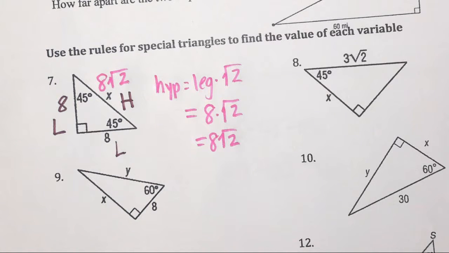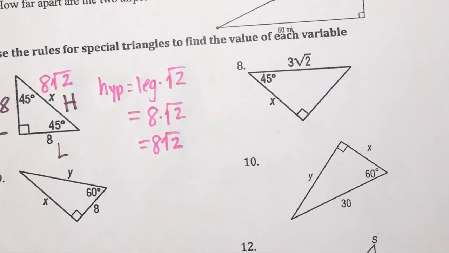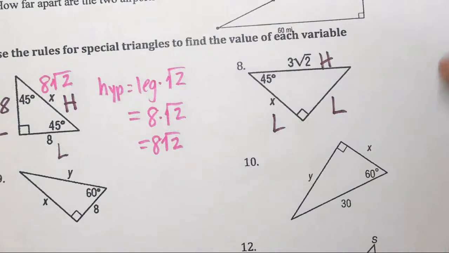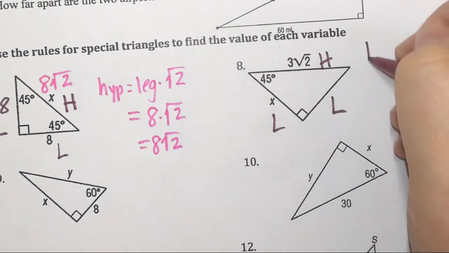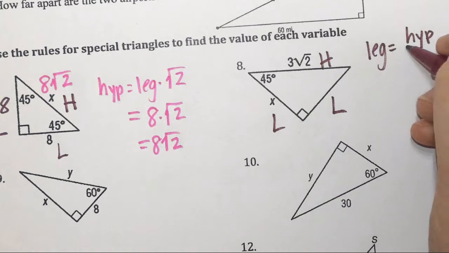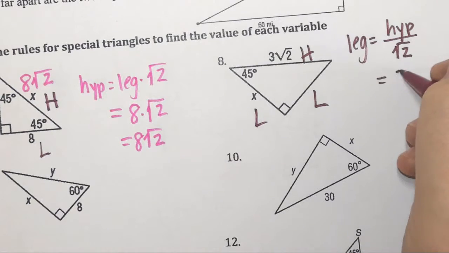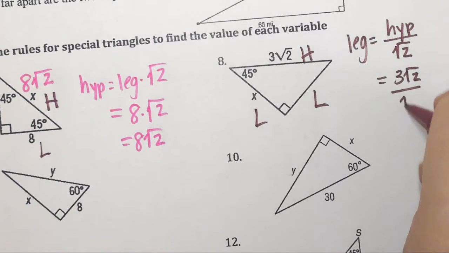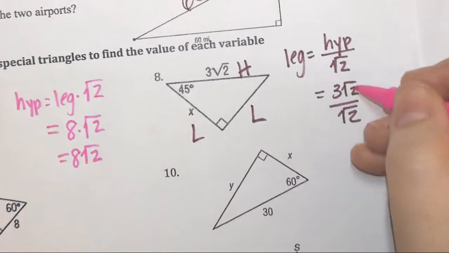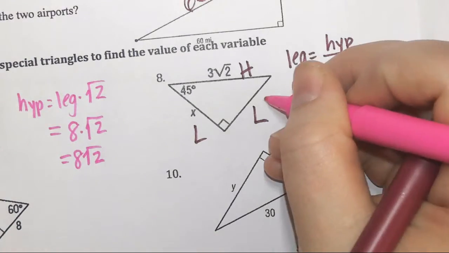What's the next problem I should work? 8. Okay, what did they give me on number 8? They gave me the hypotenuse, so I'm needing the legs. If I need the leg, I take the hypotenuse, and what do I do? Divided by the square root of 2. Okay, so I'm going to have 3 square roots of 2 divided by the square root of 2. What magic happens? They cancel out, and you get just 3. So both legs are just 3.